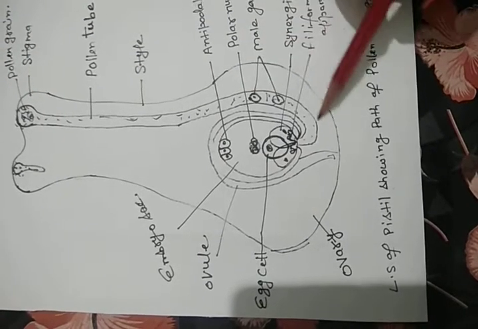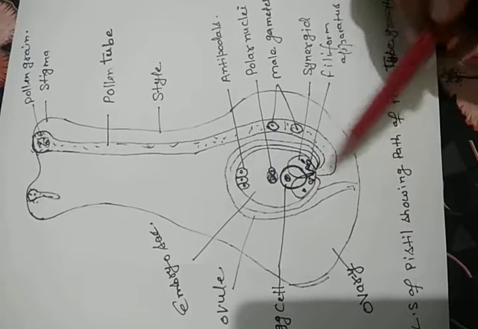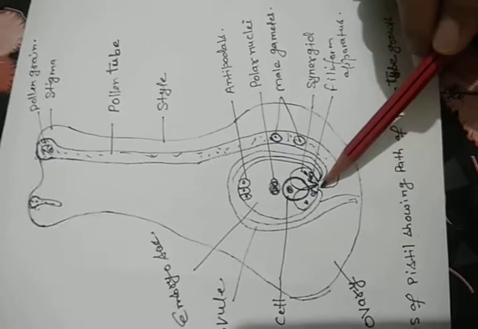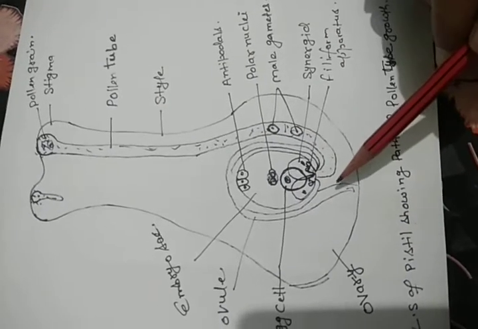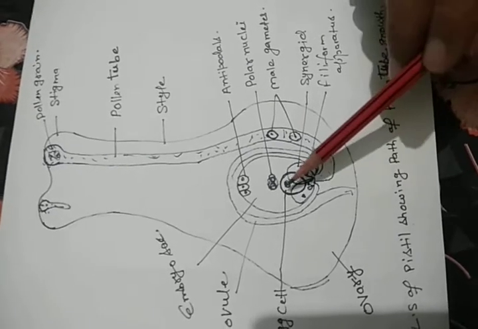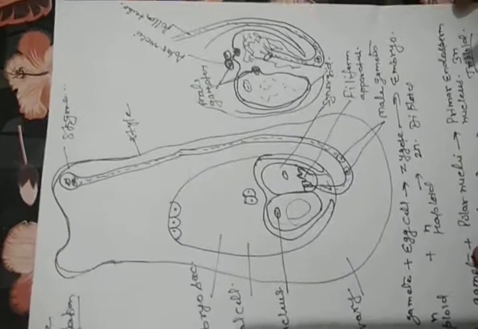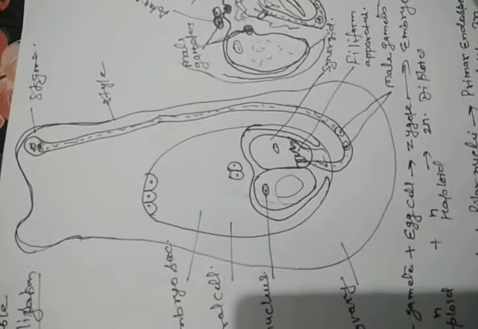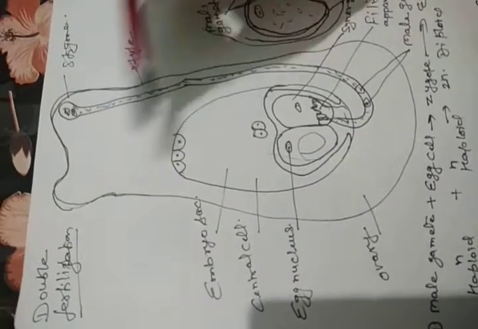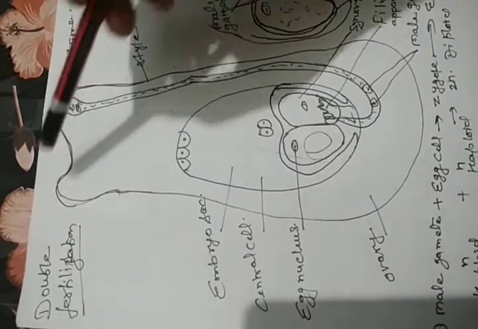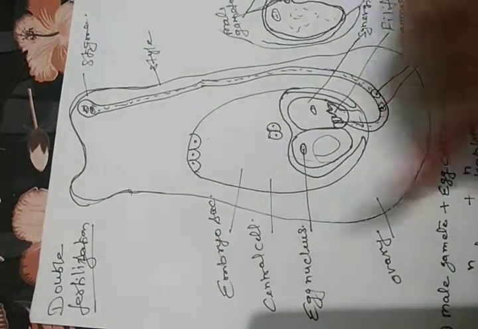So now this pollen tube enters into this ovule through the micropylar end, and then double fertilization takes place in this embryo sac. So now we will discuss double fertilization. Now you see double fertilization. Suppose this is the pistil or carpel, this is stigma, style, and this one is the ovary.